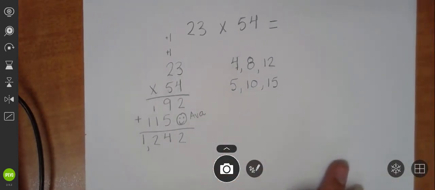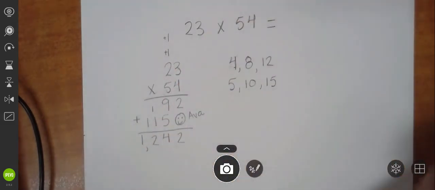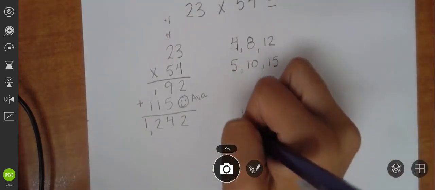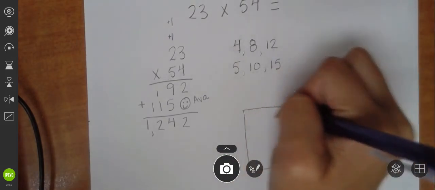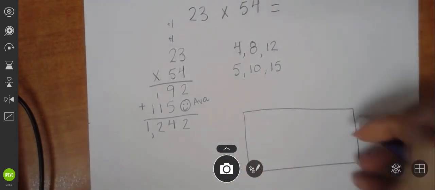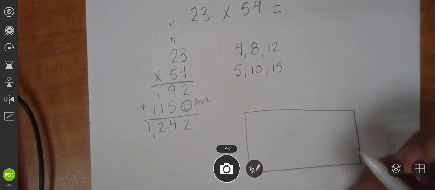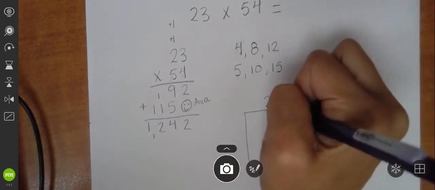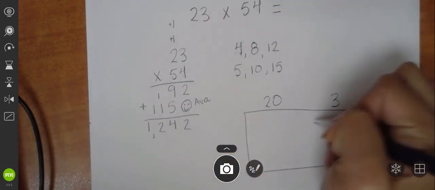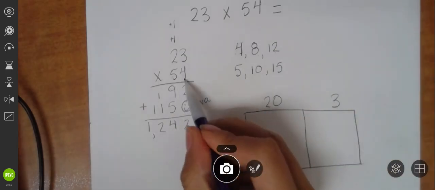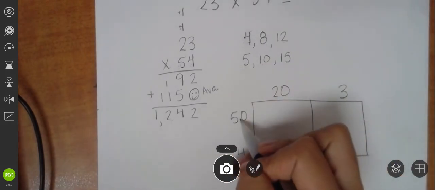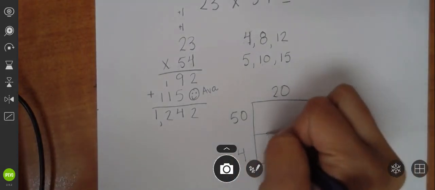Students also have to solve multiplication problems using the area model. Modelo de área. It would look like this for this problem. You draw a rectángulo, and you're going to break apart your two numbers into their place value. So for 23, I have 20 and 3. Then for 54, I have 50 and 4, 50 y 4.